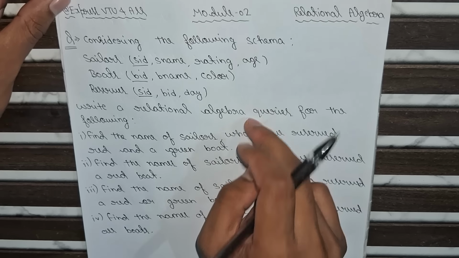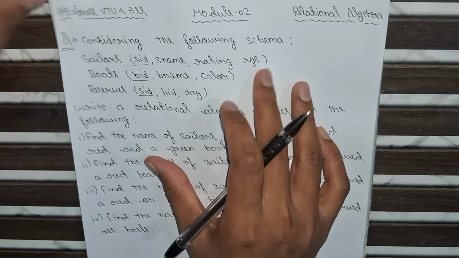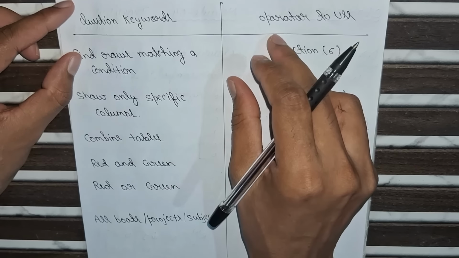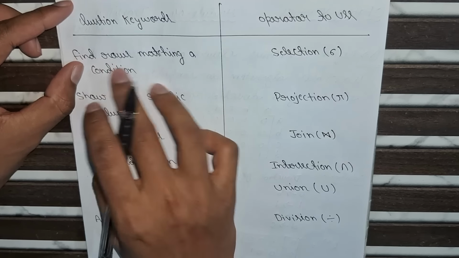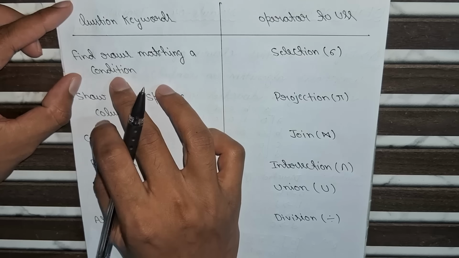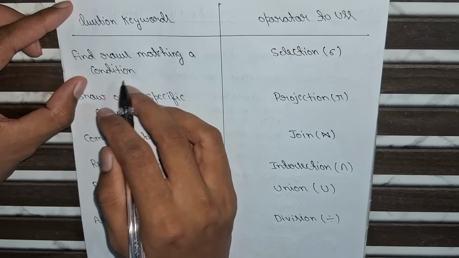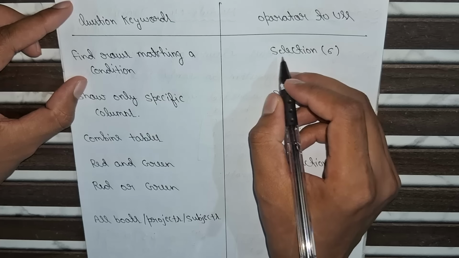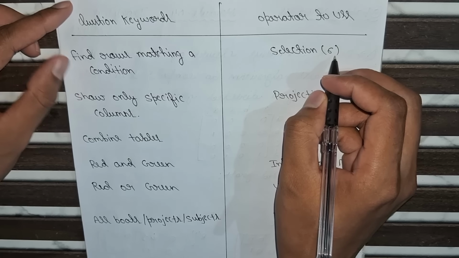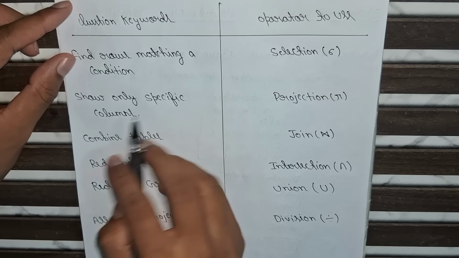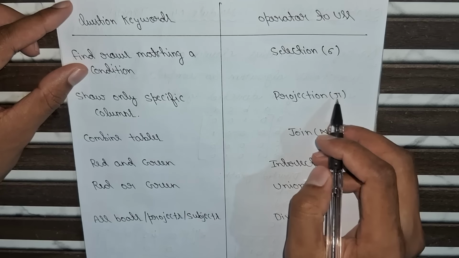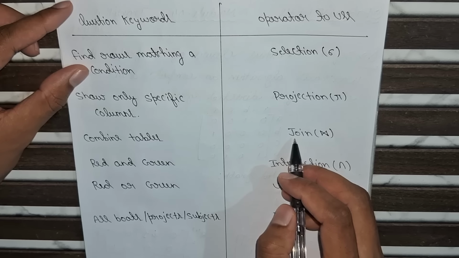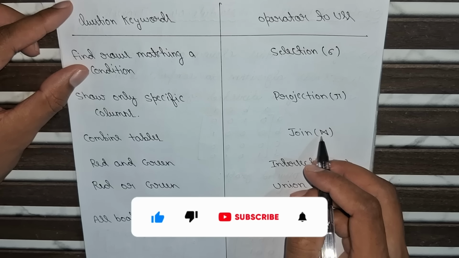So how will we write this? Before that you should know some basics. Here our question keywords are given, and on the basis of those we have to use an operator. Our first question keyword is find rows matching a condition. Firstly we have to find the rows which match the condition given in the question. So our first one is selection, which is denoted by sigma. Now the second one, show only specific columns, means projection, which we represent by pi. Then combine tables, which combines both tables with a join, represented by this symbol.